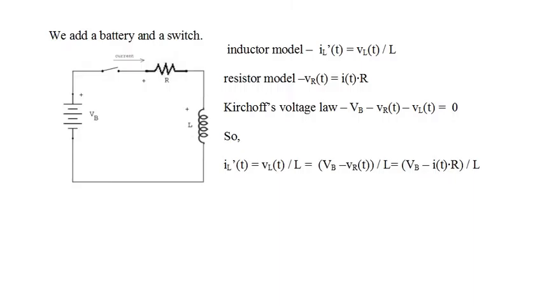Kirchhoff's voltage law states that the sum of the voltages in the loop equals 0. So with the polarities assigned to the resistor and inductor in the diagram, we have the battery voltage minus the resistor voltage minus the inductor voltage equals 0, so that the inductor voltage equals the battery voltage minus the resistor voltage. So the model for the circuit is the rate of change of inductor current, that is the current in the circuit, equals the inductor voltage divided by L, which equals the battery voltage minus the resistor voltage divided by L, which equals the battery voltage minus I times the resistance divided by L.